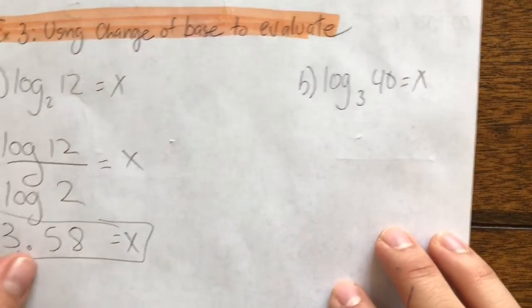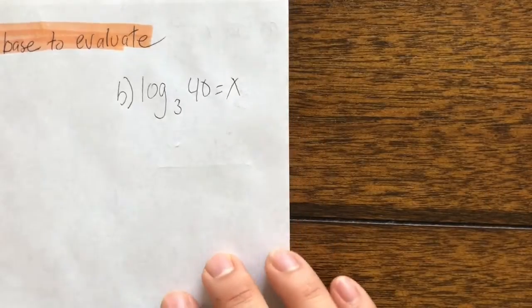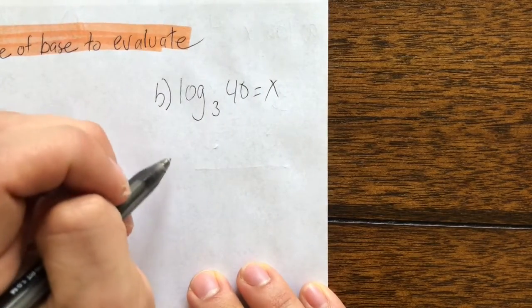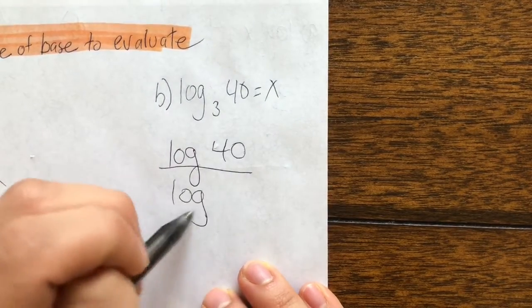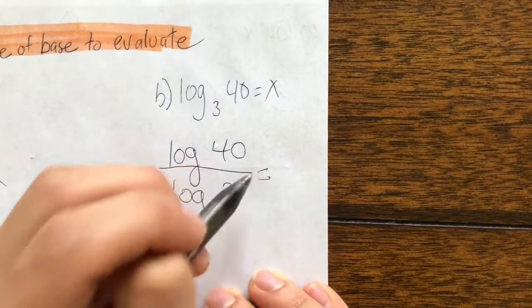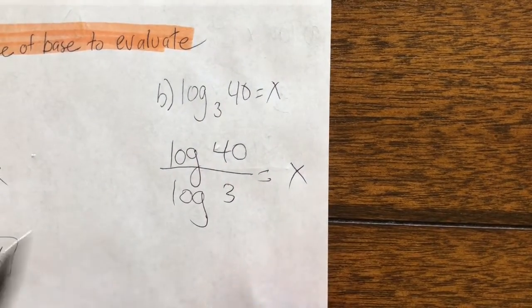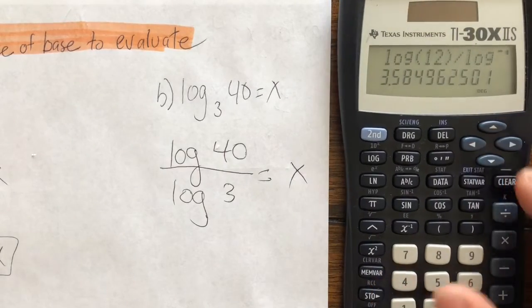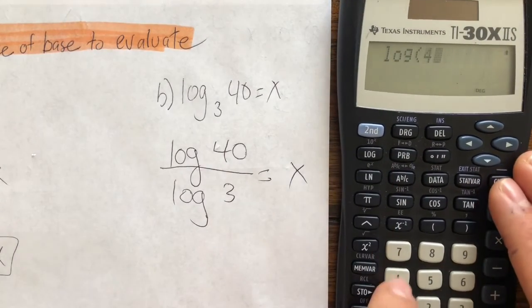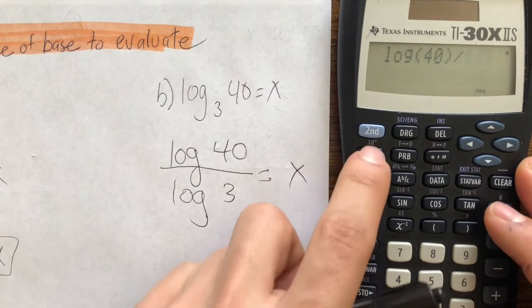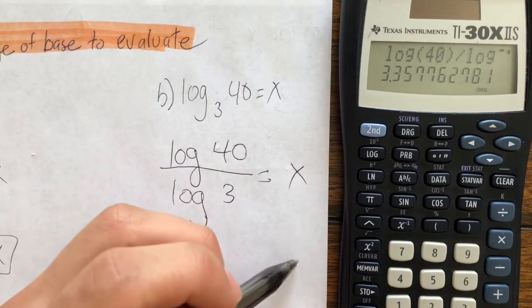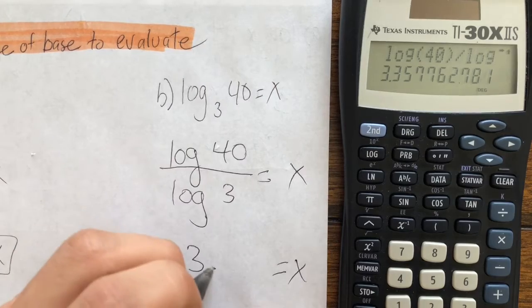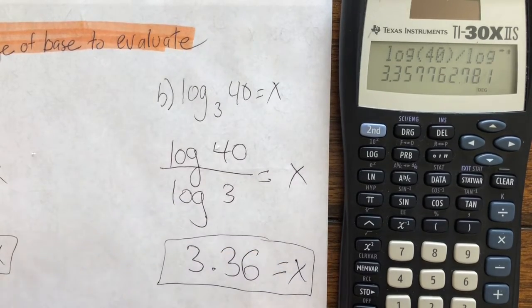Now part B is the same exact thing. For part B, we're going to use the change of base formula. So I have log of the output, which is 40, divided by log of the input, which is 3. So let's go ahead and evaluate this in my calculator. I have log of 40 divided by log of 3, which gives me 3.36. So x equals 3.36. This would be my final answer for part B.